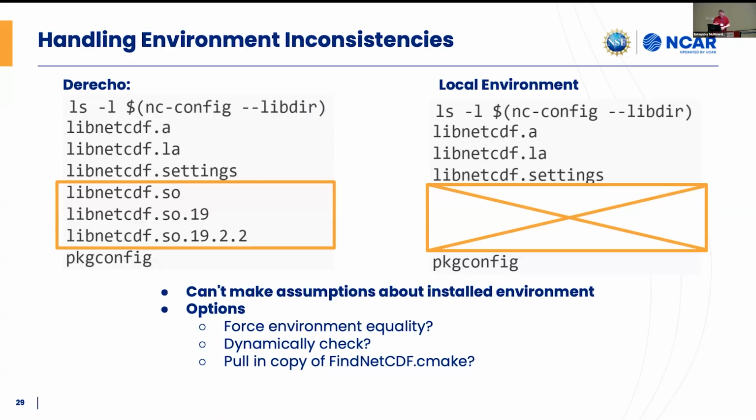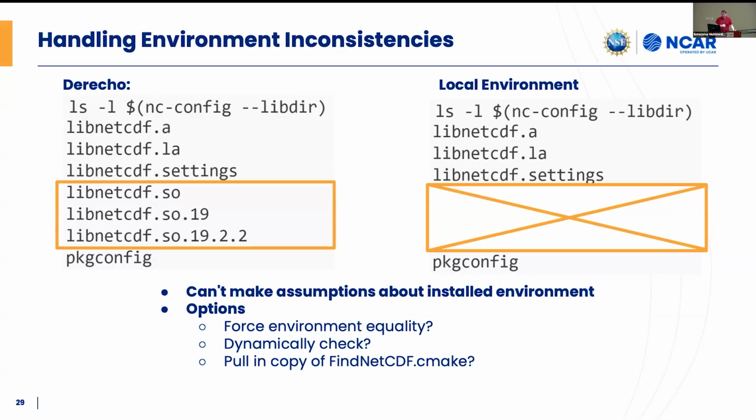This is one of the issues with doing this manually yourself, particularly with installed targets. You don't necessarily know what you're going to get if you don't own it. So this is one of those cases where we had to make a decision. Do we force an update to an environment, potentially breaking something else? Do we pull in a copy of FindNetCDF? I know a couple of projects have their own FindNetCDF.cmake file.